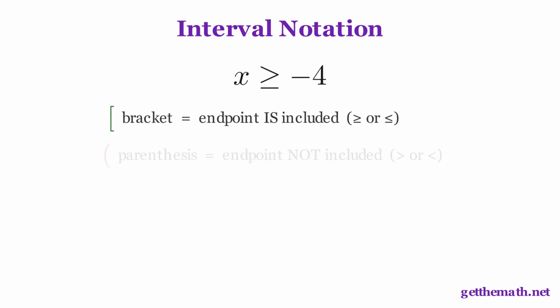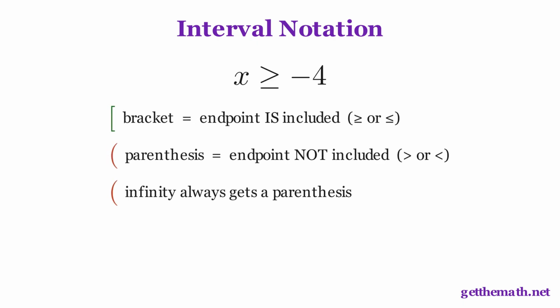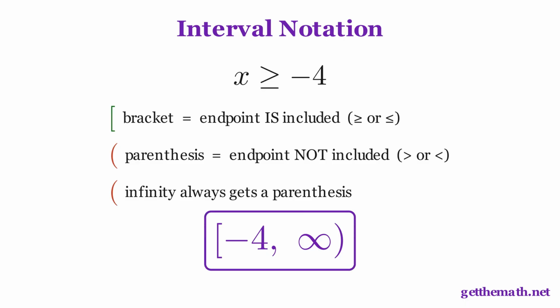Now let's write the answer in interval notation. X is greater than or equal to negative 4. That means x starts at negative 4 and goes to positive infinity. In interval notation, we use a bracket next to negative 4 because negative 4 is included. And we use a parenthesis next to infinity because infinity is never included.